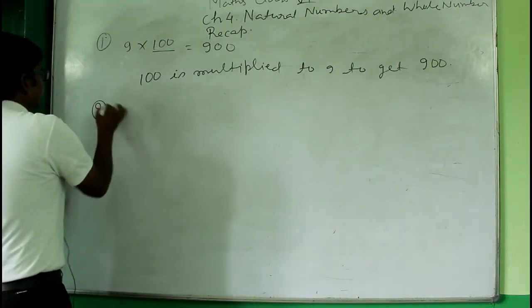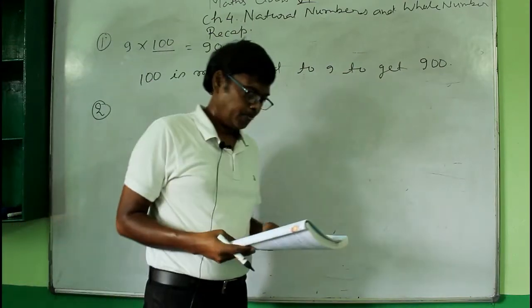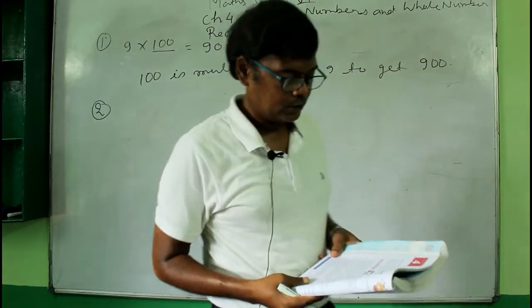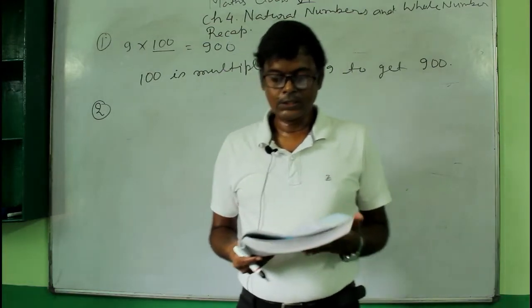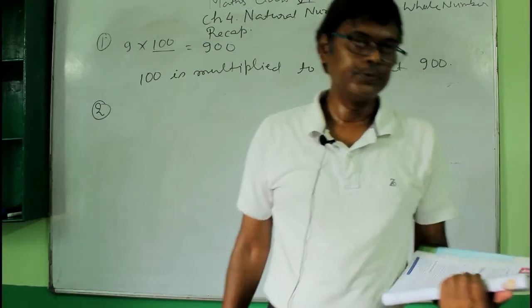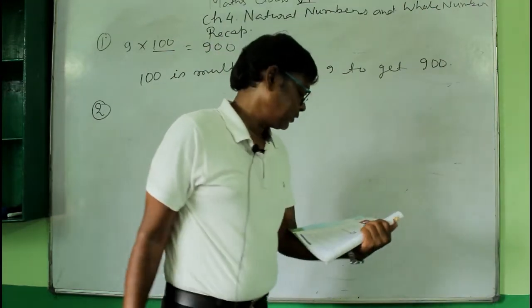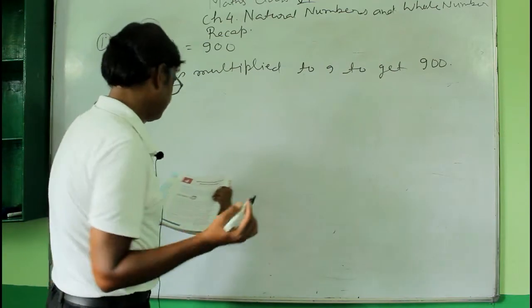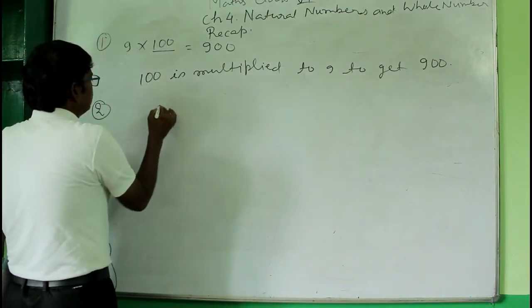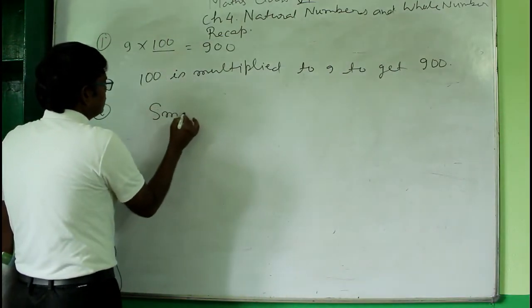Now question number 2. In this question, find the difference between the largest 5-digit number and the smallest 6-digit number. So write the largest 5-digit number and the smallest 6-digit number.